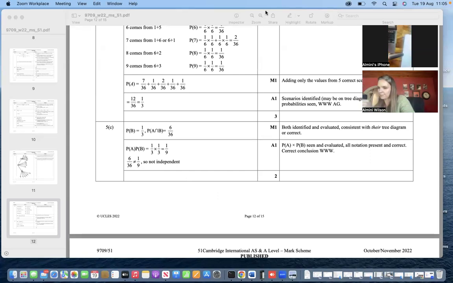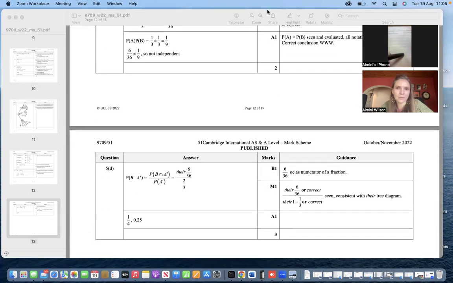Question 6. It's when we start having to combine committees. So I hope your brains are switched on. Oh, did I miss question 5D? It looks like I did. Let's quickly go back to 5D.